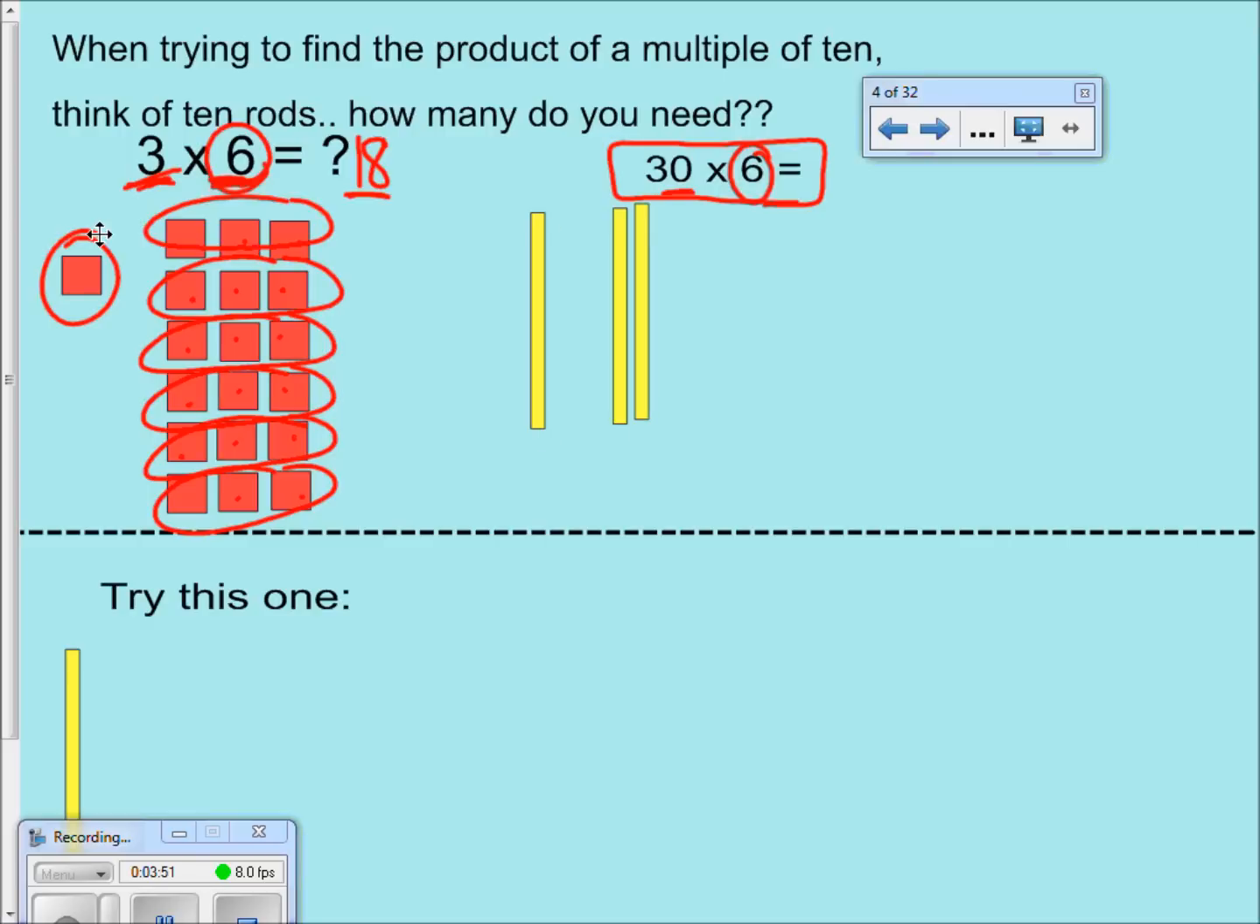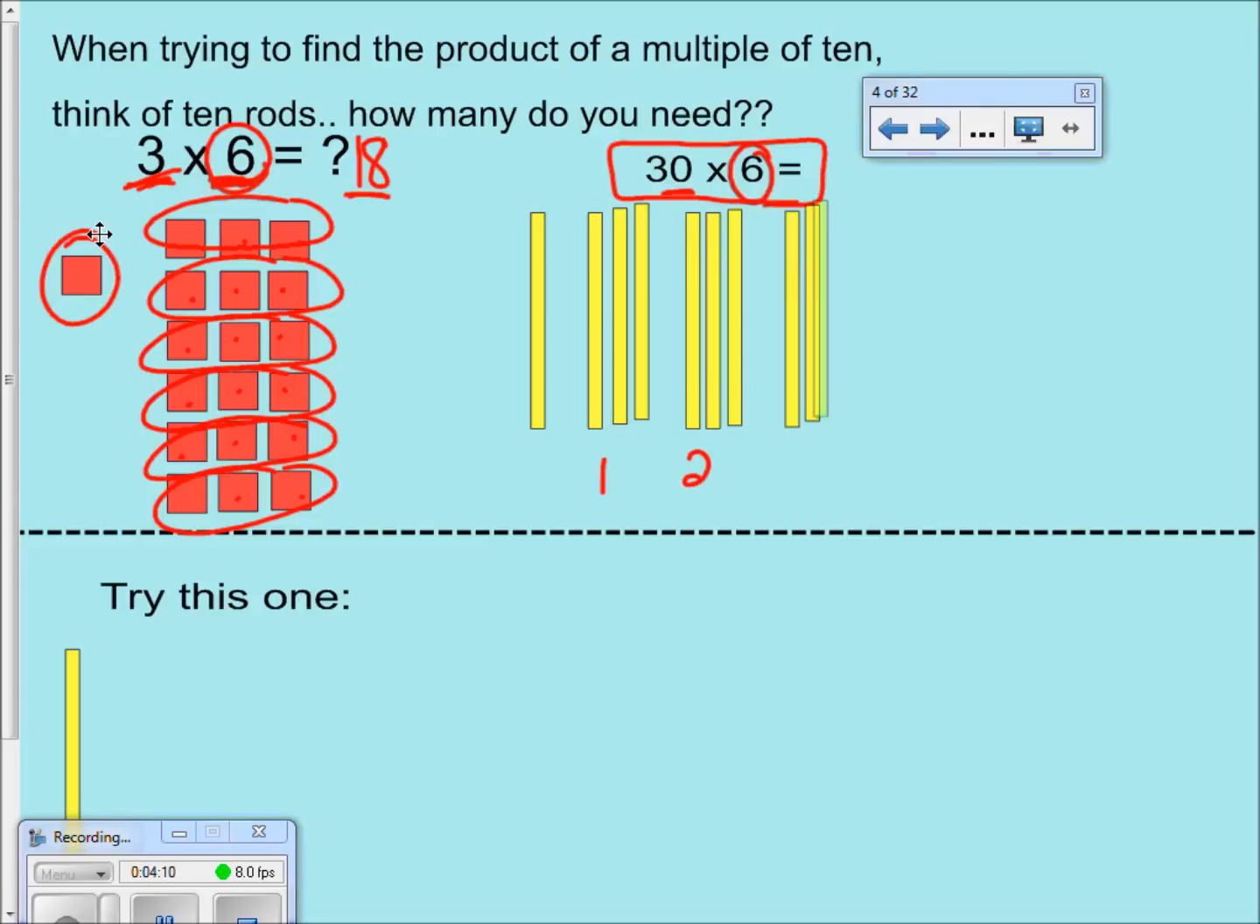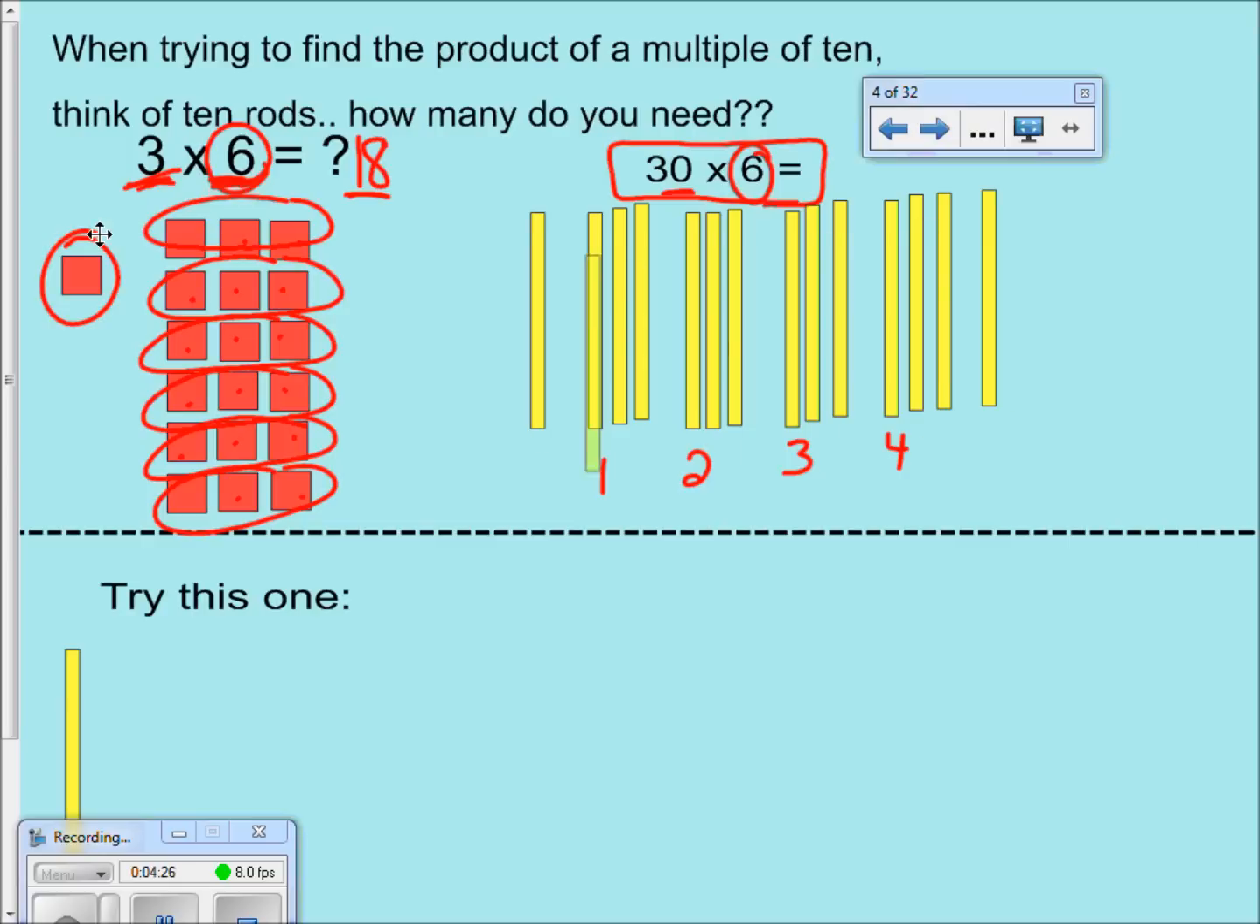10, 20, 30. That's one group of 30. Now I'm going to make another group of 30. 10, 20, 30. That's two groups of 30. Now I keep going. 10, 20, 30. That's 3 groups of 30. Another one. 10, 20, 30, 4 groups. Another group. 10, 20, 30.